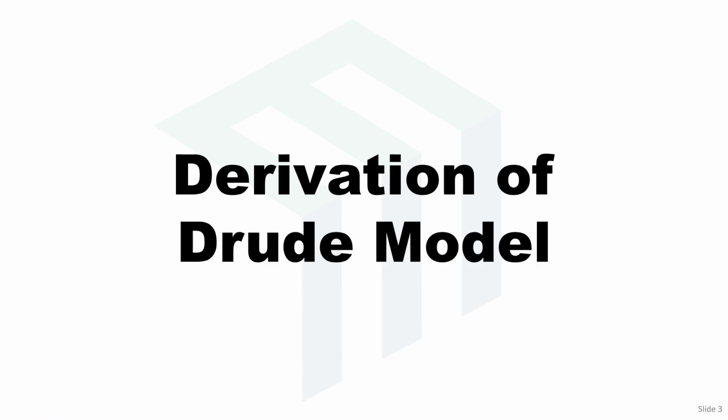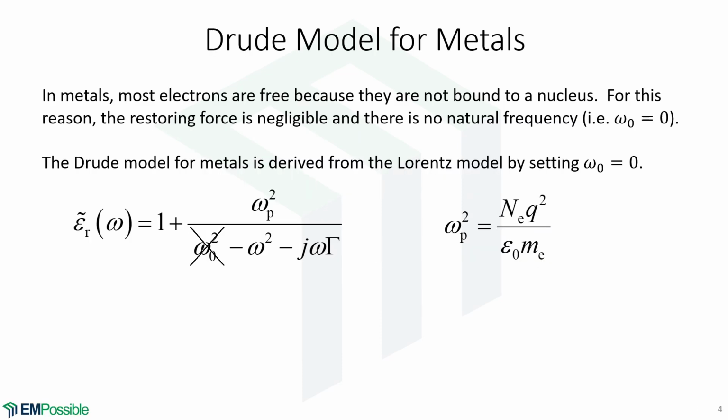Let's go ahead and derive the Drude model. So we start with the Lorentz oscillator model for dielectrics. But now in a metal, these electrons are easily lost. They're no longer bound to the nucleus, so they don't have that restoring force. So in fact, if we go into our Lorentz oscillator model and just set that resonant frequency to 0, we get the Drude model for metals.